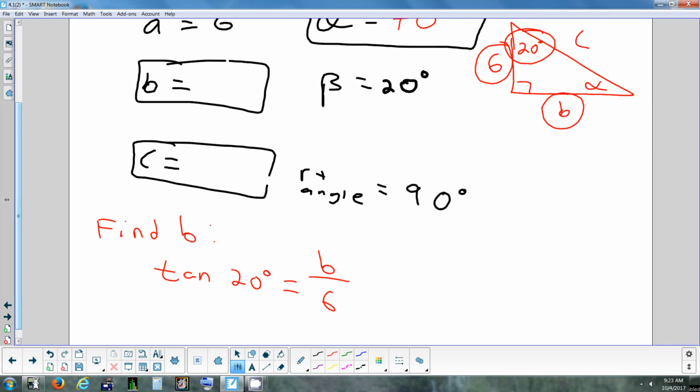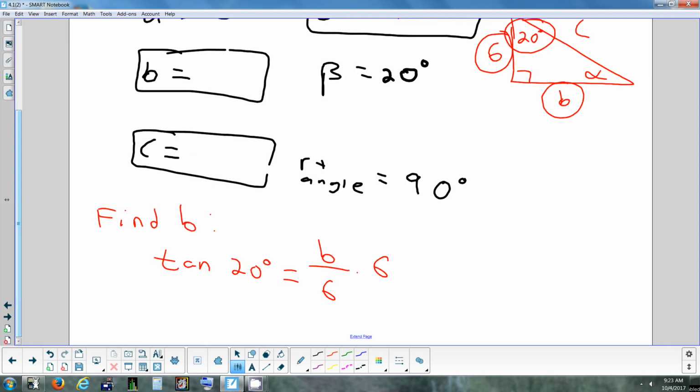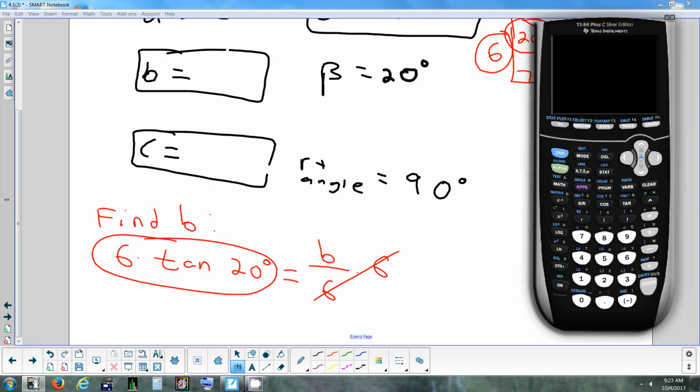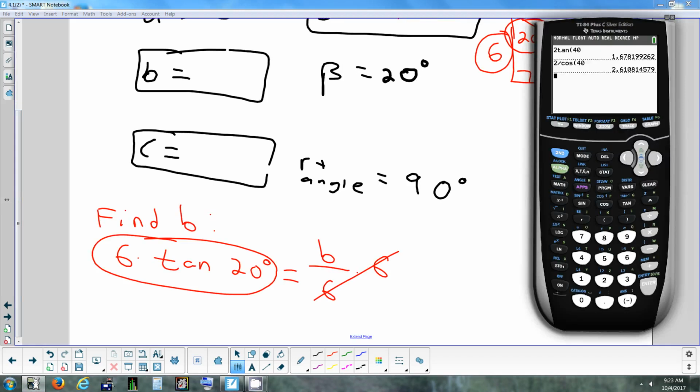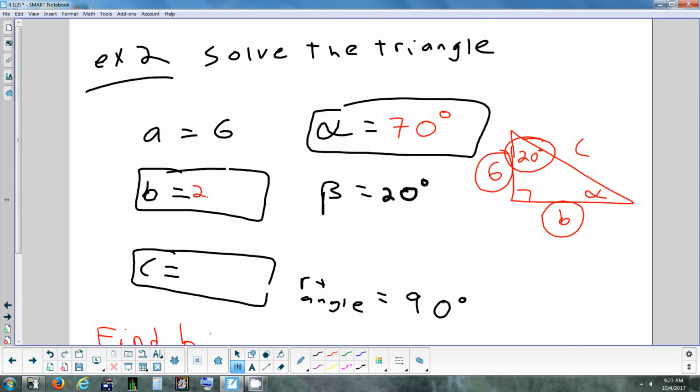Okay, now I have one step to get B by itself. Haley, how would I get B by itself? Multiply by 6. Yep. Okay, and now type that in. So we get 6 tangent 20 comes out to 2.184. Okay, any questions on that?